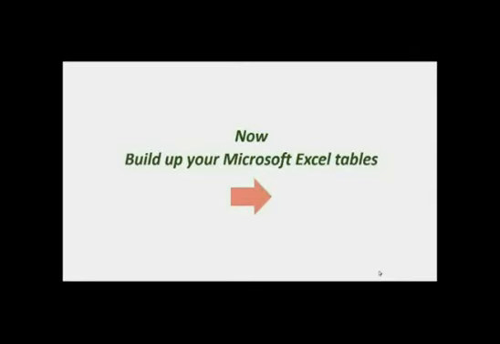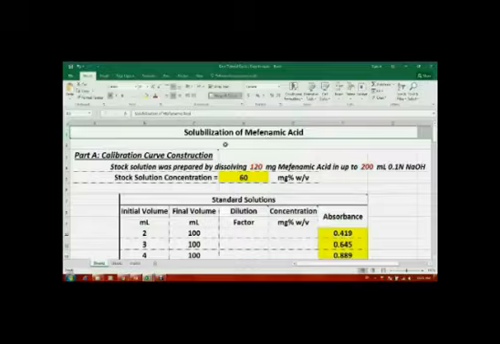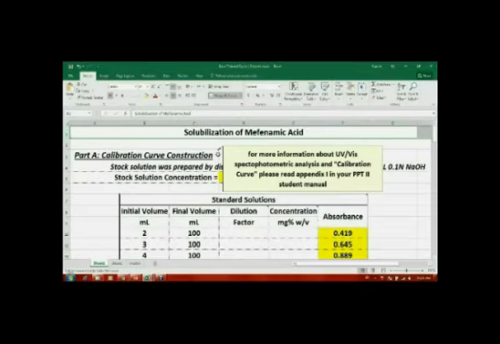Hi everyone. In the upcoming video, we will discuss calculations and data analysis related to the solubilization of mefenamic acid experiment. First, you have to construct the calibration curve.